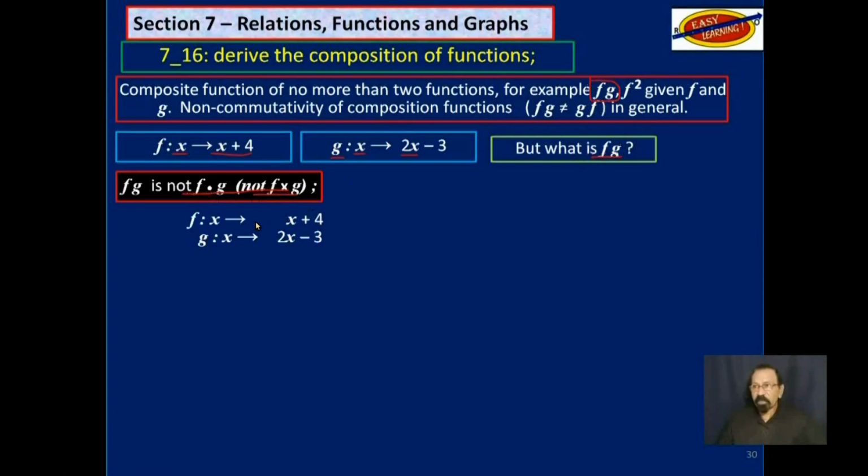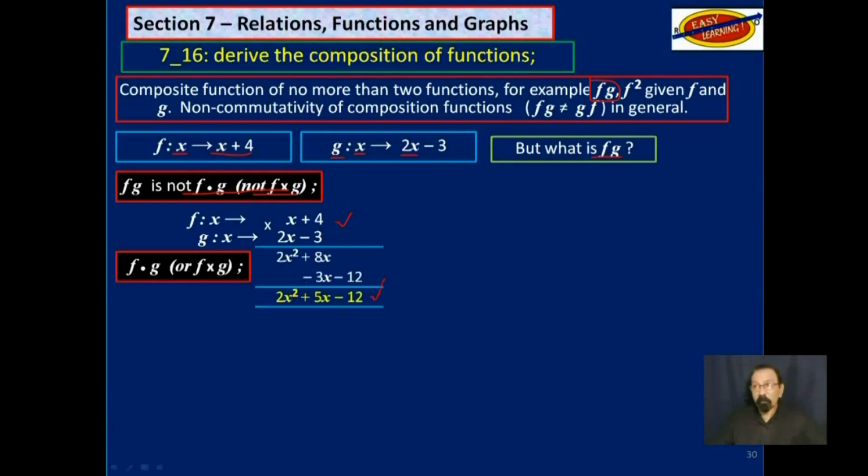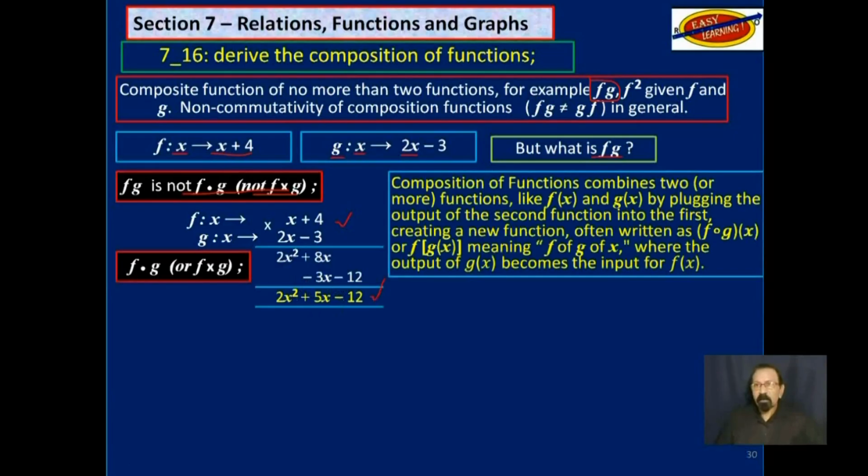If you multiply f and g like this, you get this answer here. That's f multiplied by g. Normally you would think that is fg, but that is not fg. As I said, composite functions combine two or more functions like f of x and g of x by plugging the output of the second function into the first, creating a new function often written as f of g of x, where the output of g of x becomes the input for f of x.